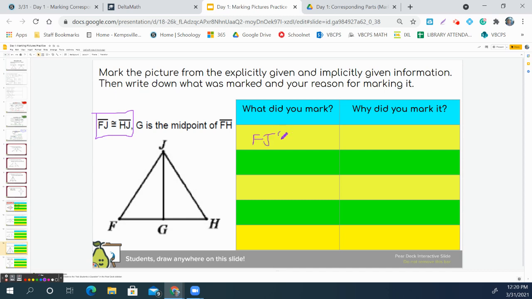So I can do FJ is congruent to HJ. Given. And then what? G is the midpoint. That's also given. We usually start with all of those given things. What's my so what here? If G is the midpoint of FH, what's my so what? It is bisecting. What do I get? How do I write a bisected thing in geometry language? What equals what?